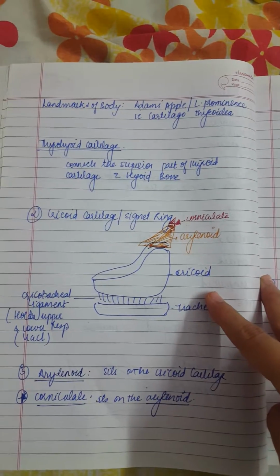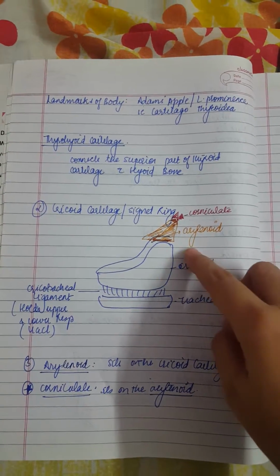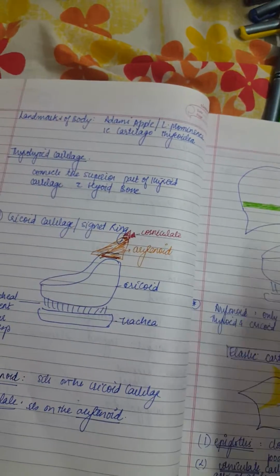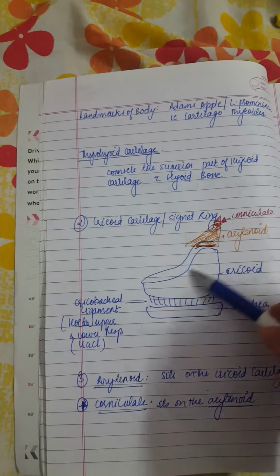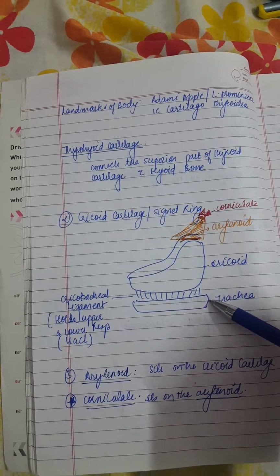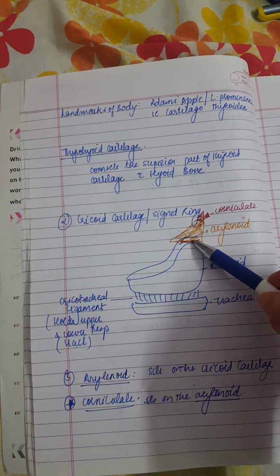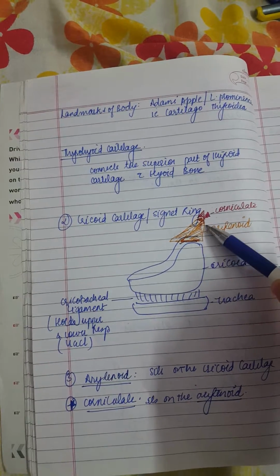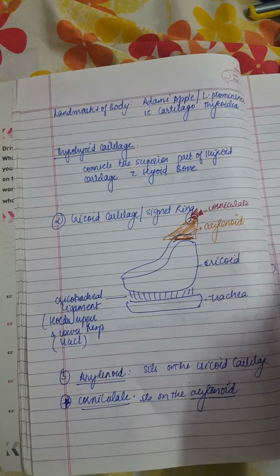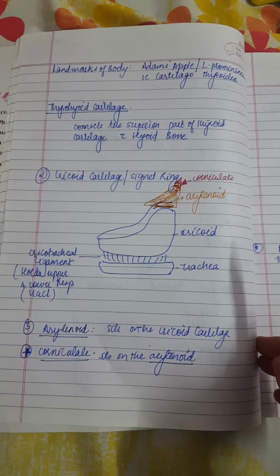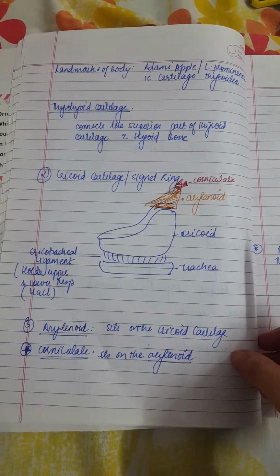Second hyaline cartilage is the cricoid cartilage. It is a signet ring structure. You can see here easily. You can see that it is a ring-shaped structure. And below जो होता है, it is a trachea. Now cricoid के ऊपर that sits the arytenoid cartilage, which is a paired cartilage, and उसके ऊपर जो होता है, that is the corniculate cartilage. Arytenoid will sit on the cricoid, this, and corniculate will sit on the arytenoid.